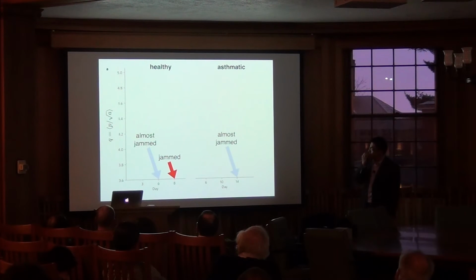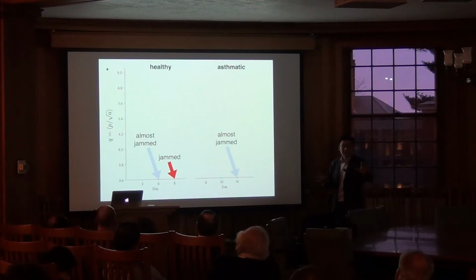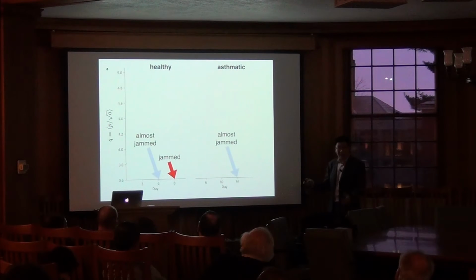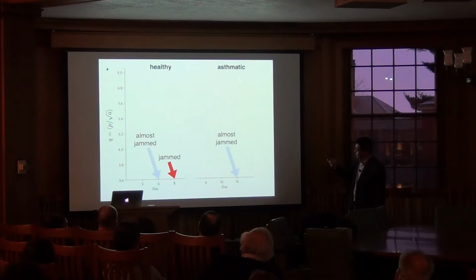Okay, so from their dynamical data, by looking at the velocity of the cells, they would say that for a healthy person, on day 6, it's almost jammed, meaning that it's almost stopped moving. And on day 8, it's totally jammed. It's basically no motion at all, quiescent tissue. But for the asthmatic person, it takes 14 days to almost be as slowed down as the day 6 here. And that's from their dynamical data, right?